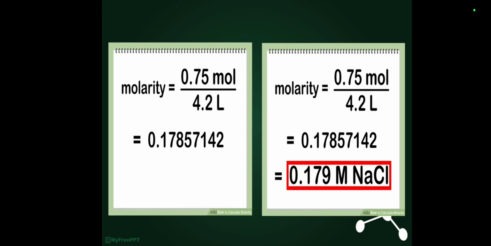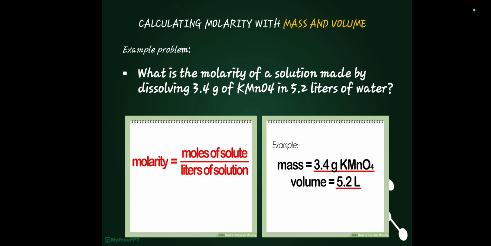Ma'am, where did we get the result? Just divide the mole and the liter, which is 0.75 divided by 4.2 liters. Okay? And there is no rule to cancel the units because it is not the same unit. Okay? Let's proceed. So now here naman, another example for calculating molarity with mass and volume. Example problem: what is the molarity of a solution made by dissolving 3.4 grams of potassium permanganate in 5.2 liters of water?